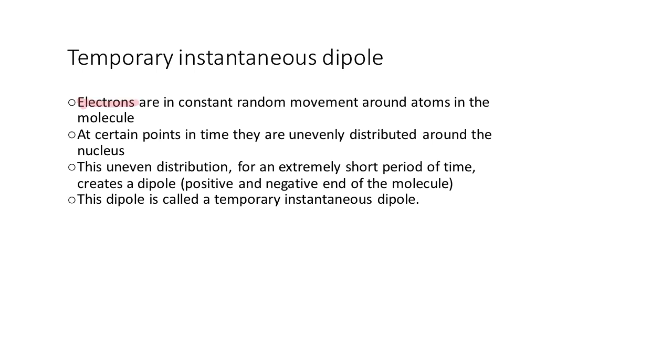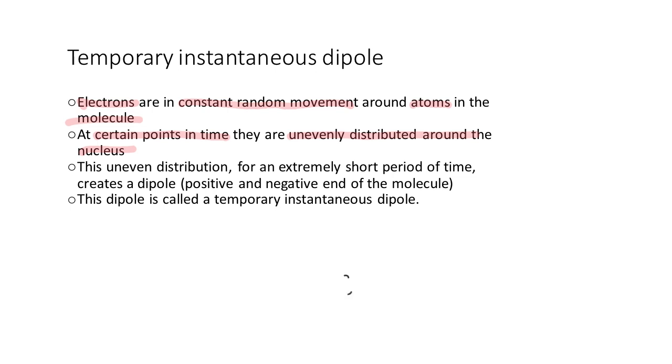Electrons are in constant random movement around the atoms in a molecule. The electrons are not static or stable, they're always moving in random motion around the molecule. Even the ones within a covalent bond are still moving, they are just more often going to be found between the two atoms. At certain points in time, they are unevenly distributed around the nucleus.